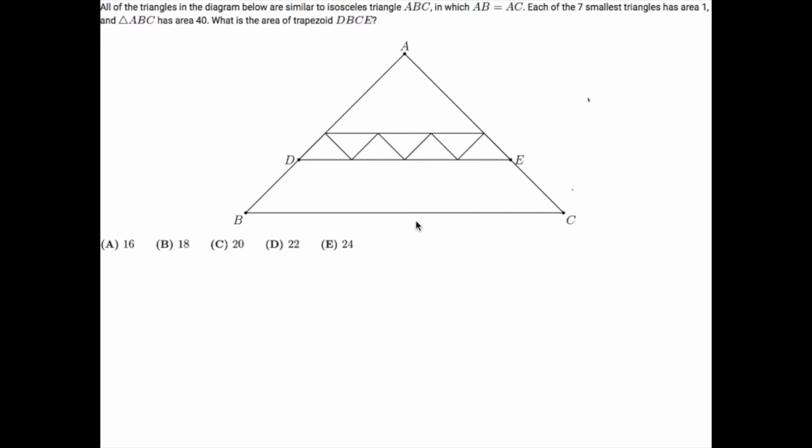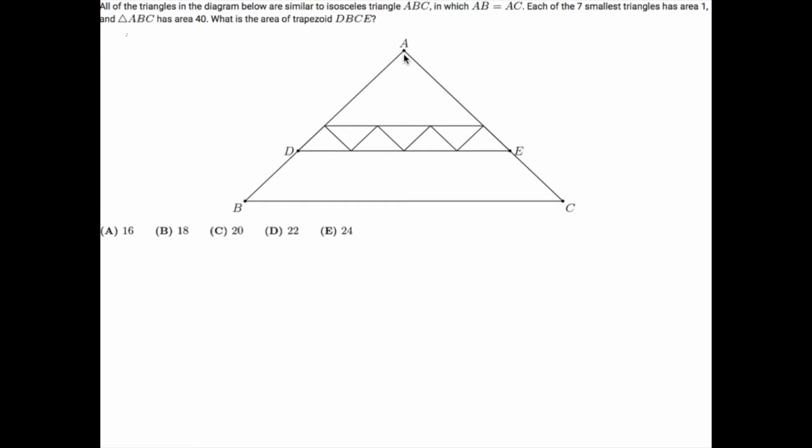Instead of directly trying to find the area of trapezoid DBCE, it's better to try to find the area of ADE first and subtracting it from 40. This is because ADE is a triangle that's similar to ABC and all the other triangles in the diagram, and so it'll be a lot easier to find its area compared to finding the area of DBCE.